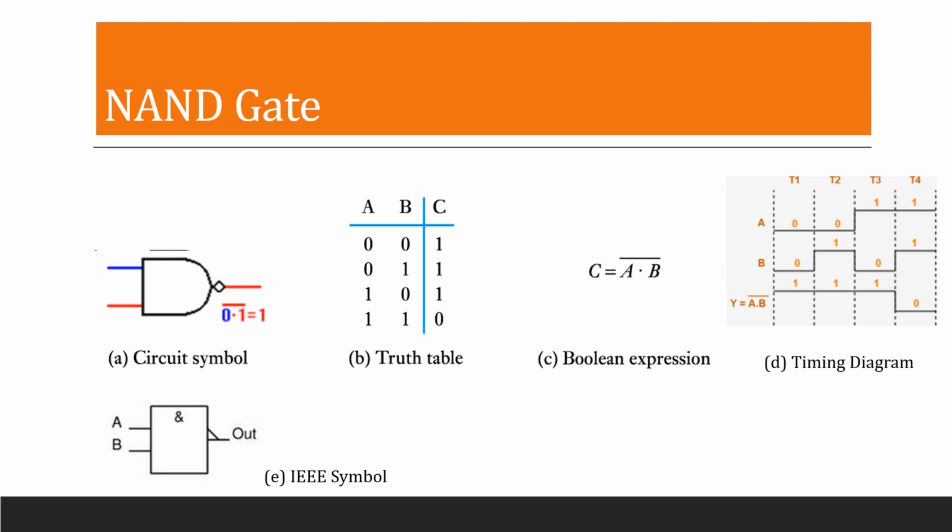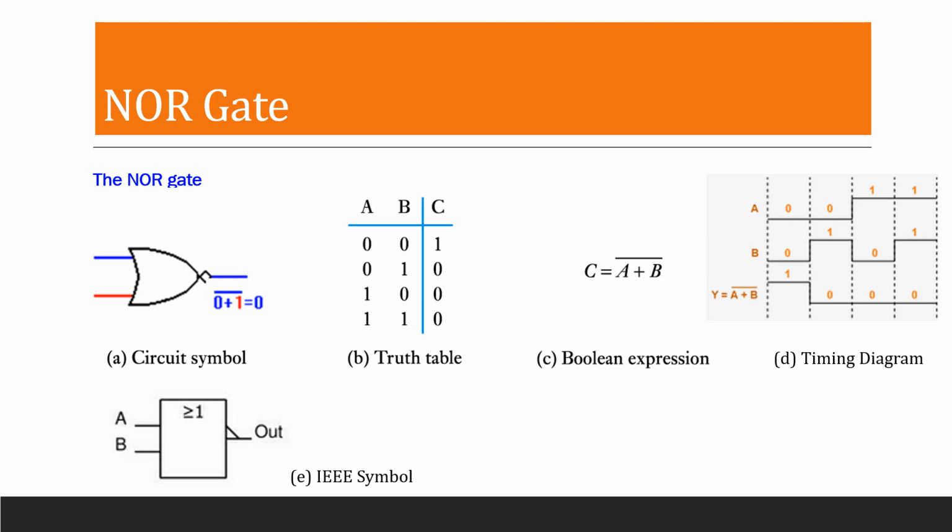Then when we look into the IEEE symbol, the character in the square is the same as that of the AND gate, the ampersand symbol, but we have a triangular polarity on the output line which represents the NOT gate. So an AND gate followed by a NOT gate is the NAND gate, and this NAND gate is a universal gate.